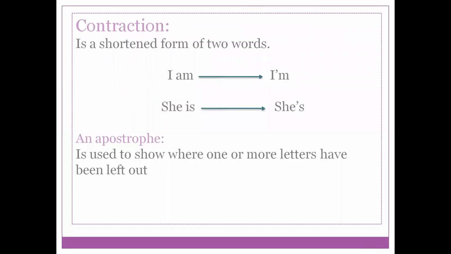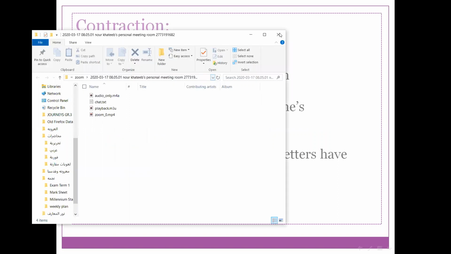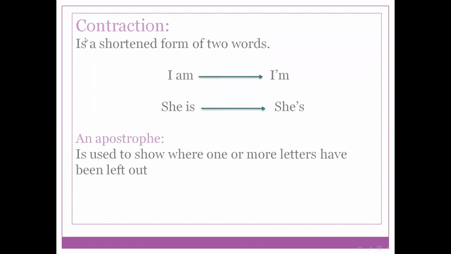We took the contractions before, girls. Remember when we are replacing the letter with an apostrophe, to make the word short. To make two words short, we are replacing letters with an apostrophe. So again, what do I mean by contraction? A contraction is a shortened form of two words.